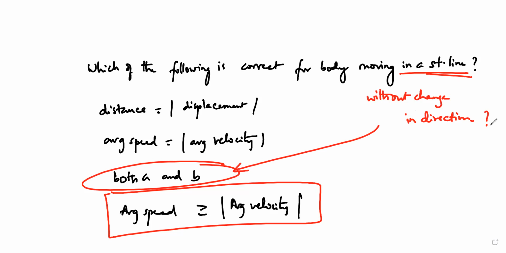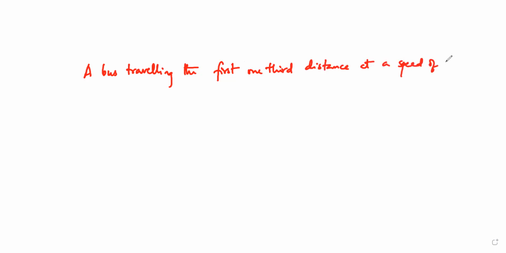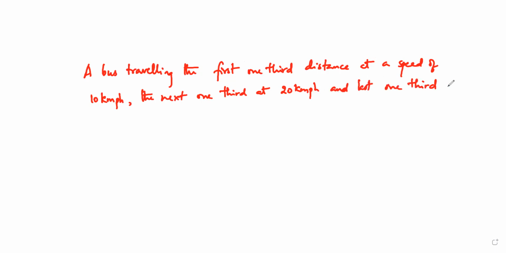Next question. A bus is traveling the first one-third distance at a speed of 10 kilometers per hour, the next one-third at 20 kilometers per hour, and the last one-third at 60 kilometers per hour. The average speed of the bus is?